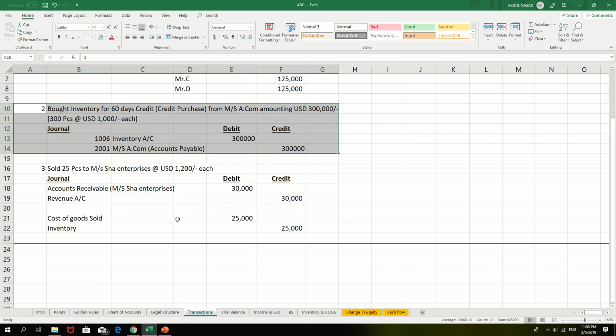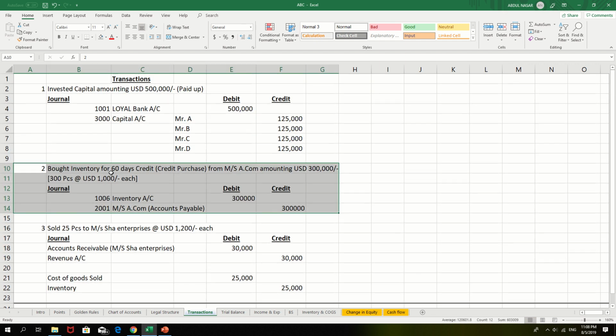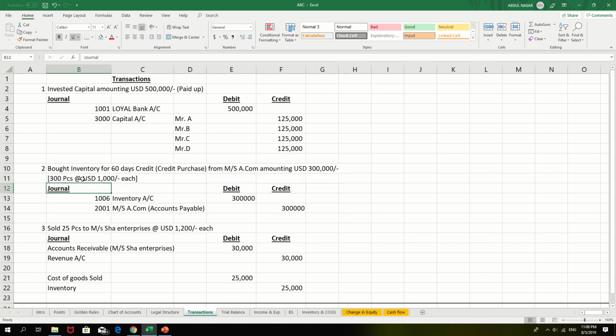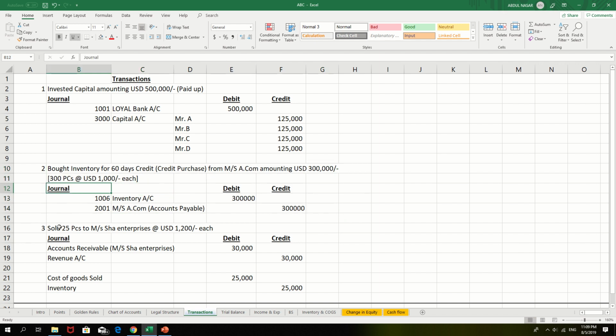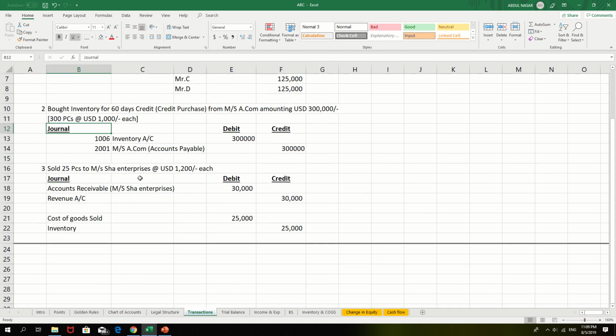Second entry here. ABC company bought inventory on 60 days credit, that is a credit purchase, from Messrs. A.com amounting to 300,000, 300k USD. The items are mentioned here: 300 PCs at the rate of USD 1000 per PC. It is clearly instructed that it is an inventory. Our business is selling computers. So we bought 300 PCs.